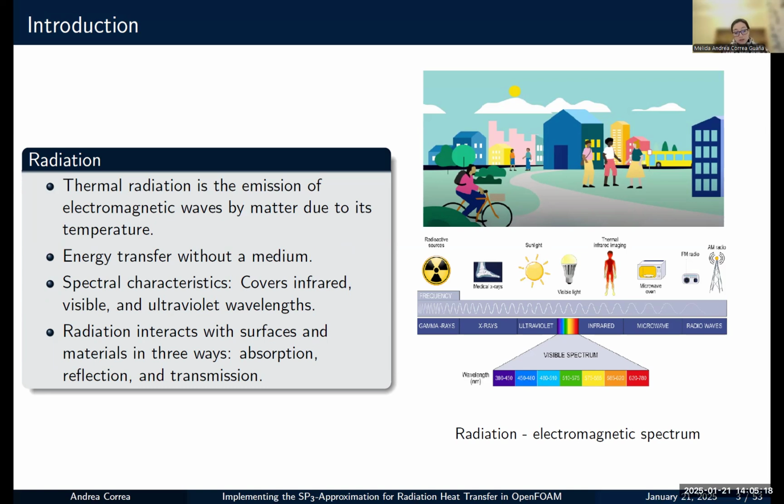Unlike conduction and convection, radiation doesn't need a physical medium to propagate, like sunlight reaching the Earth. Radiation covers a wide range of wavelengths, from infrared waves associated with heat, to visible light and ultraviolet rays.